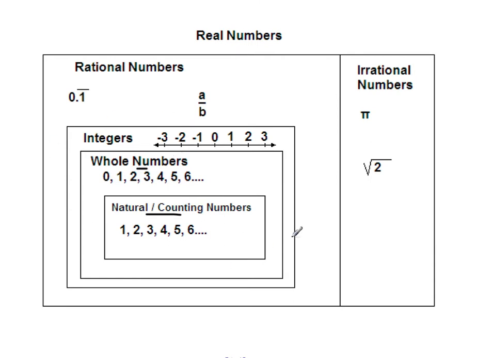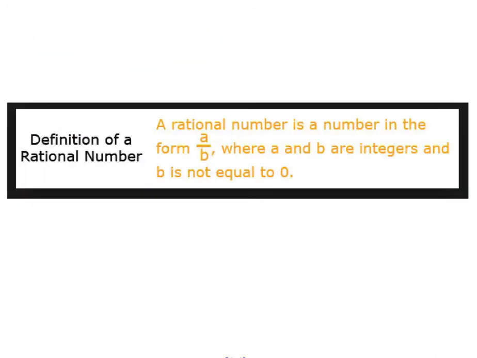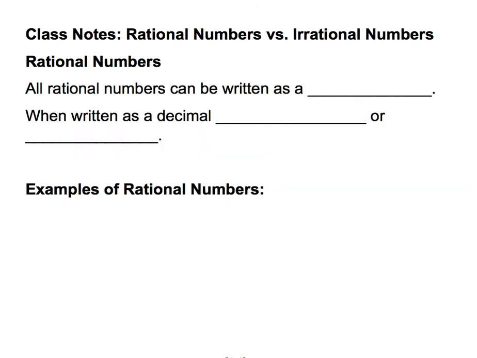All of these integers are actually within a different number system, which is called the rational numbers. The formal definition is that a rational number is a number in the form of a fraction, a over b, where a and b have to be integers and b cannot equal 0. So rational numbers can be written as a fraction.